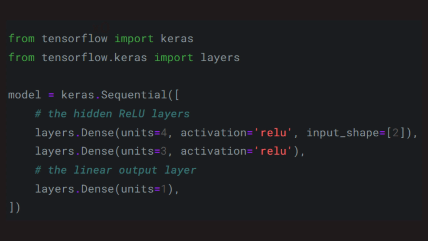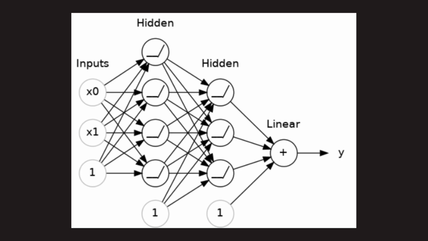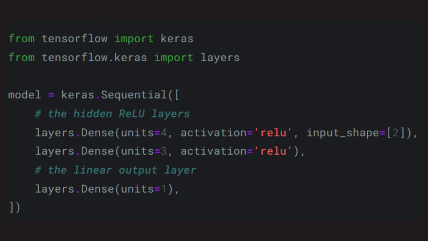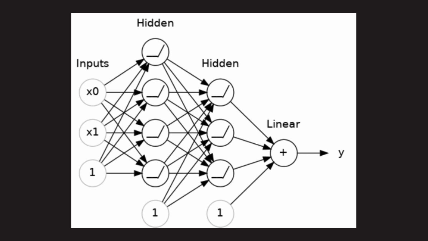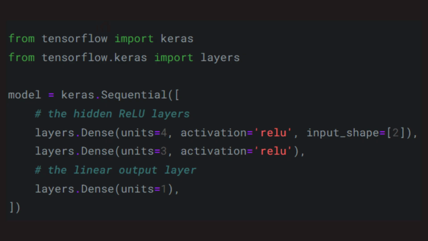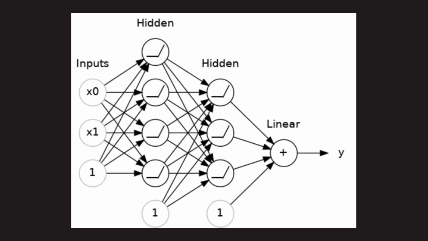After that, we also add another dense layer that has three units, like we saw in this graph. We get the same thing in the code. Now you can see units is three, and the activation function is ReLU. After that, we create an output layer, which is linear and has only one unit. So this is the code for this type of neural network.